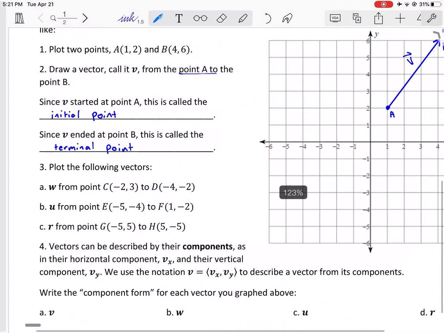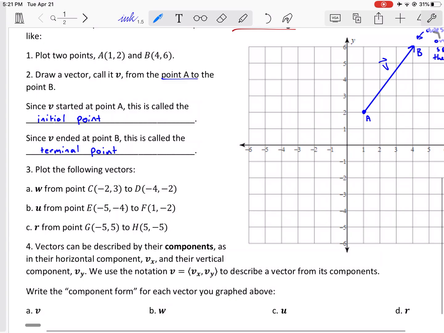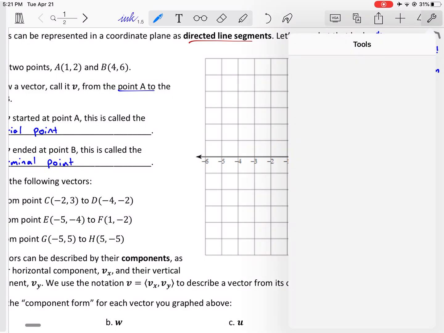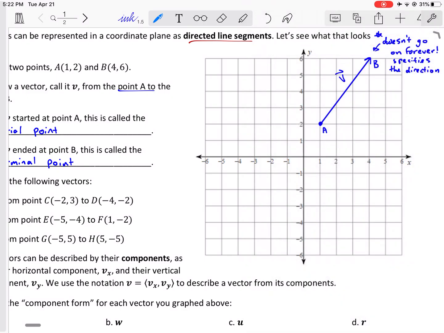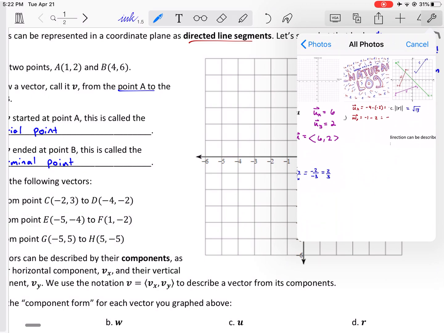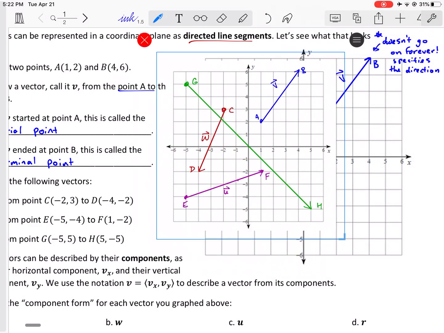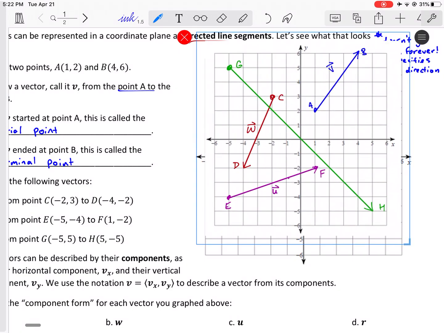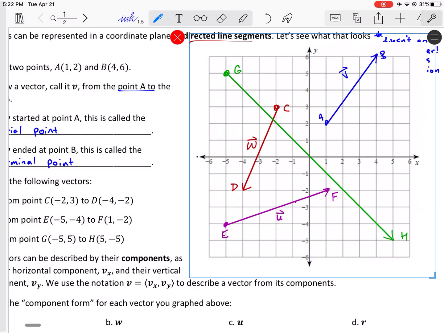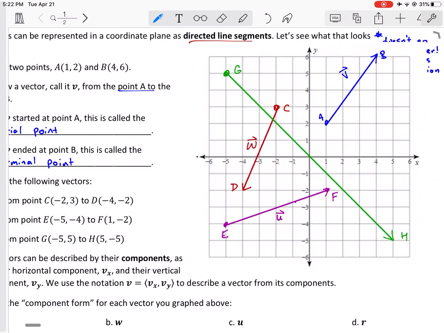I want you to take a second and practice this. Plot the following vectors on this same coordinate plane. So again, pause the video and try that out. All right, I did this already. Here is my graph of what you should have ended up with for each of those vectors.